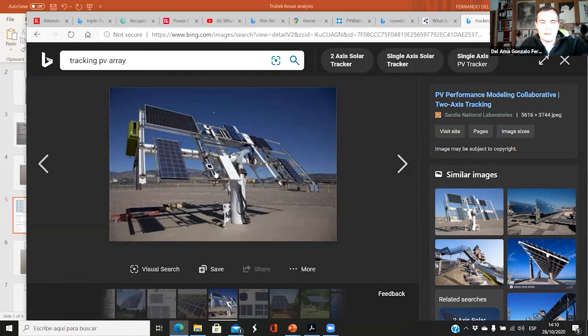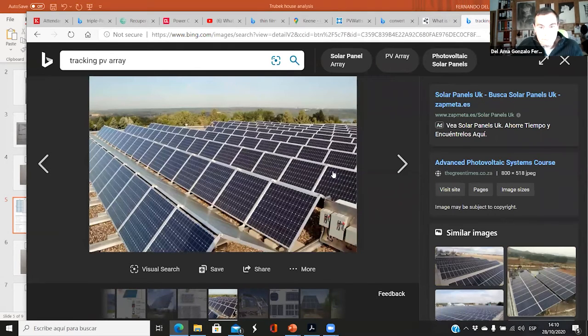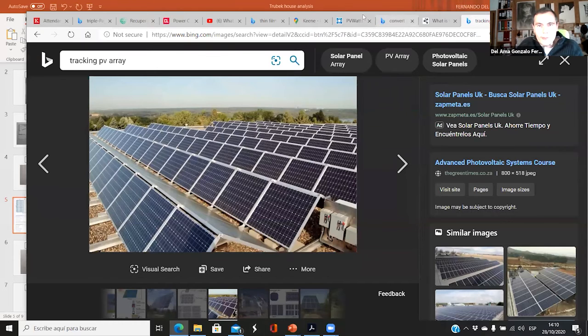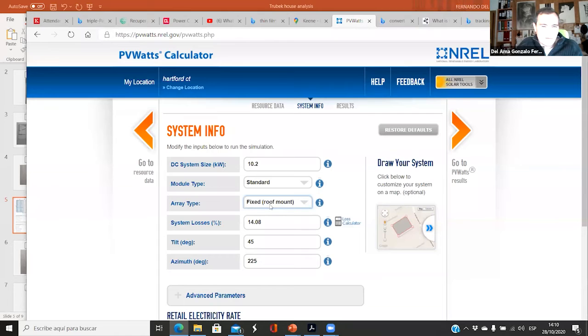Because it rotates, it changes the tilt, and then it changes the azimuth so that the panel is always following the sun path. Yeah, it's cool. It's more efficient, but it's extremely expensive. So nobody is doing this, at least in single family houses. Well, on our PVWatts, let's say this is fixed roof mount. It can be fixed open rack or roof mount, depends on you.